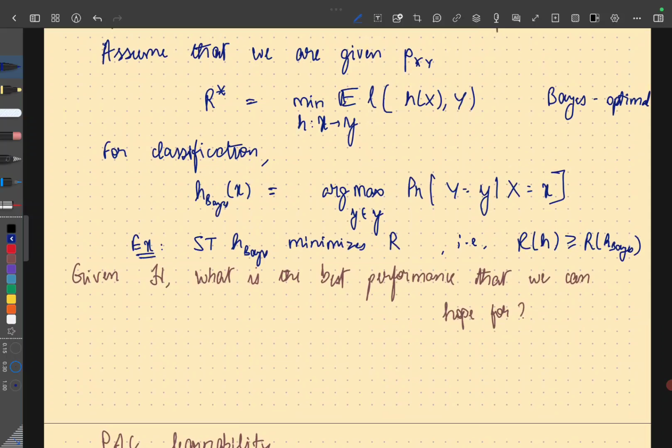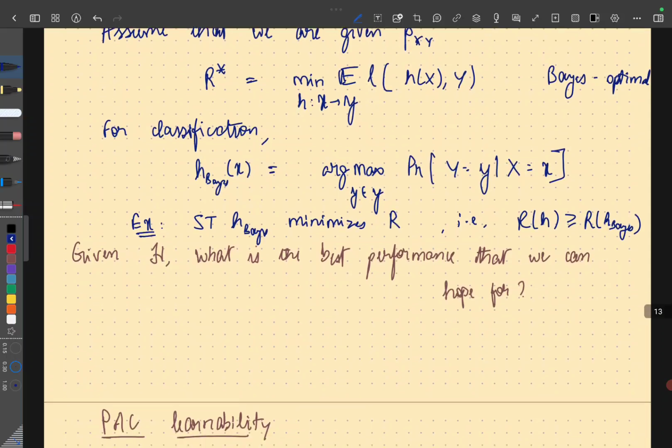But now suppose that you fix a hypothesis class. Let's say you fix a class of all one layer neural networks with 100 neurons. Then what is the best performance that we can hope for? Because this will also be a fundamental lower bound to performance. You can't do any better than the best H within the hypothesis class. So this is something we'll denote R of H star.